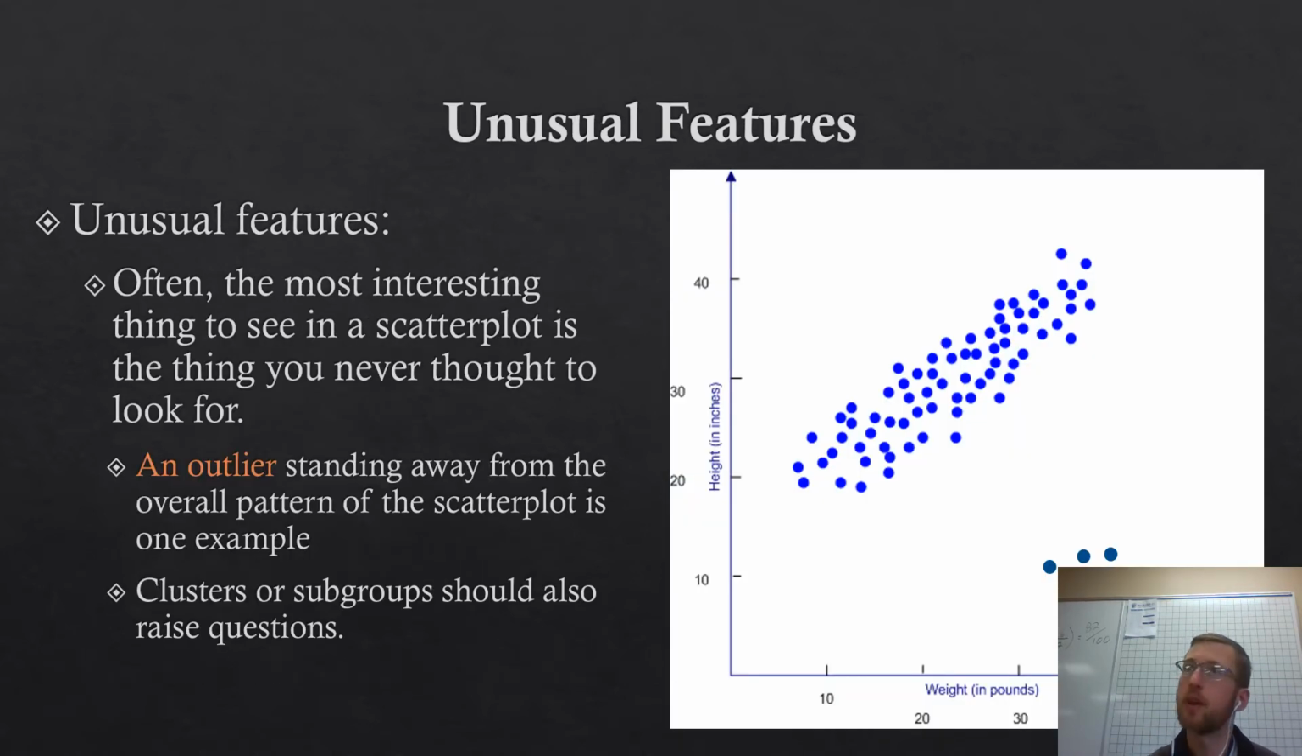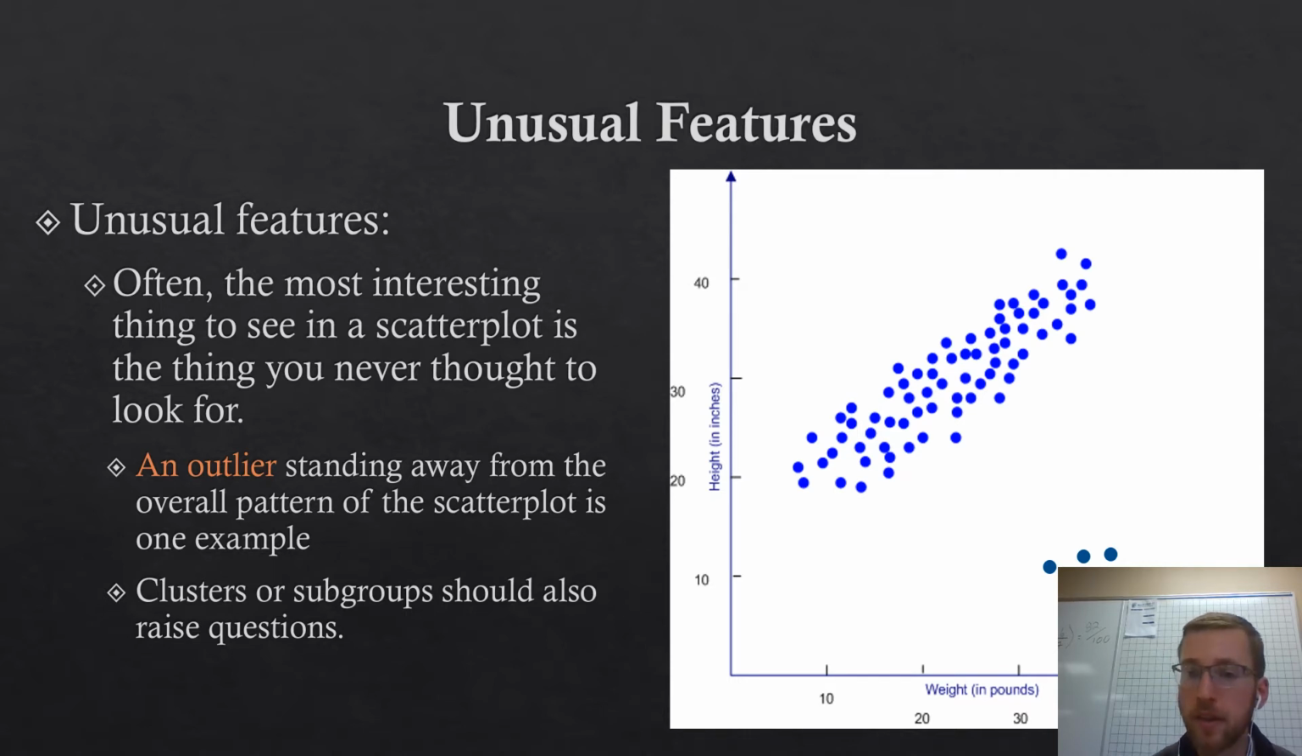After talking about direction, strength, and form, the last thing you have to address when describing a scatter plot is any unusual features. Now, this is very similar to the outliers we talked about before, but because we have two quantitative variables, we're just going to refer to them as unusual features instead of outliers, but it means essentially the same thing.